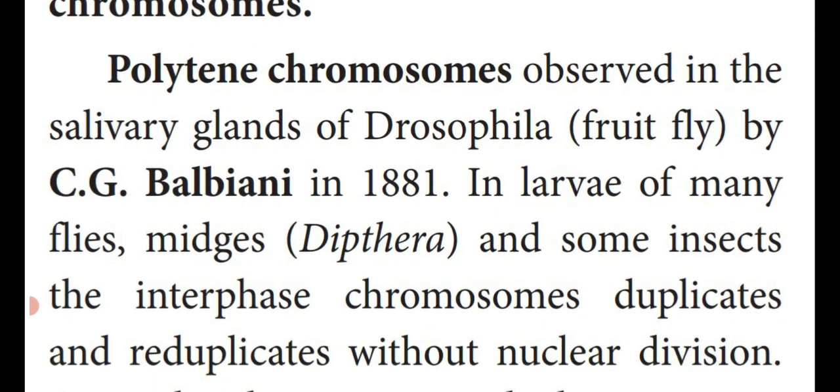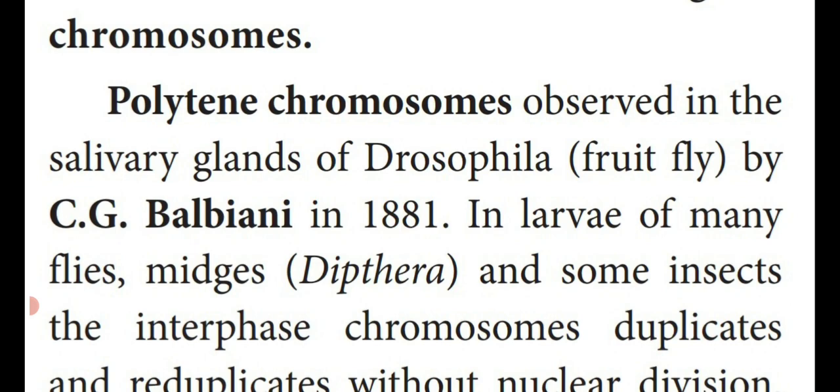First one, polytene chromosome. Dear students, describing the structure of a polytene chromosome is a very important 5-mark question. Kindly make a note in your textbook. This polytene chromosome was first observed in the salivary glands. Salivary glands means in the mouth region, secreting a watery substance, of Drosophila, that means fruit fly.